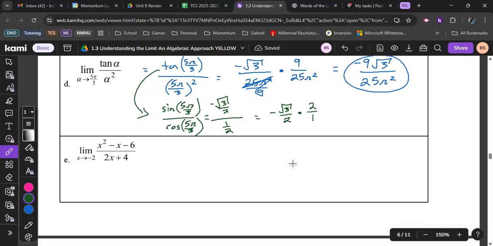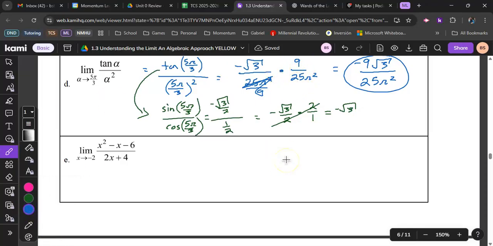And what happens to those 2's? They cancel, and I don't need to bother writing that this is over 1. So that's where I got my -√3. This part, I'm literally just squaring 5 pi over 3. And then I get same thing, keep, change, flip. Okay? 25 pi squared over 9, which becomes multiplied by 9 over 25 pi squared, because we keep the first one, change division to multiplication, flip the second.